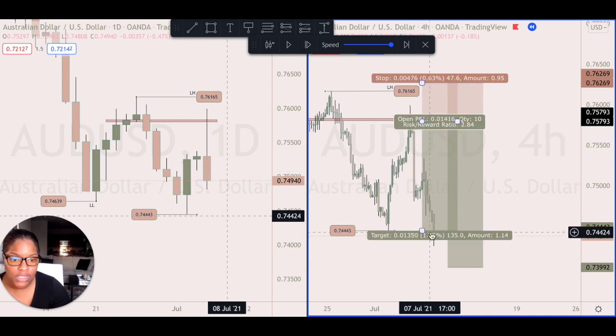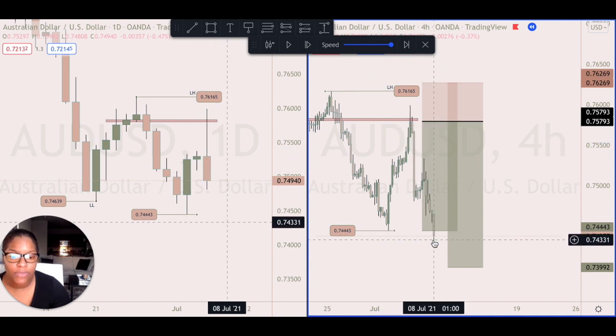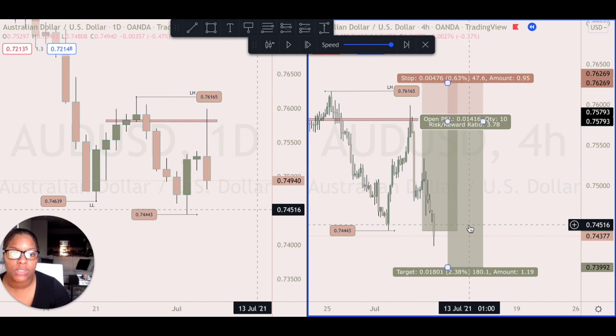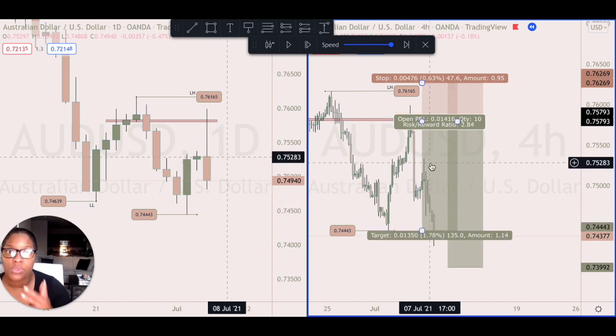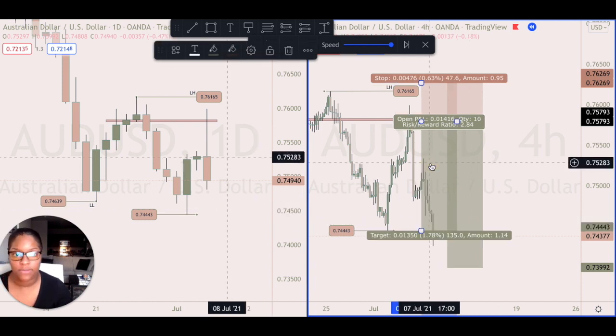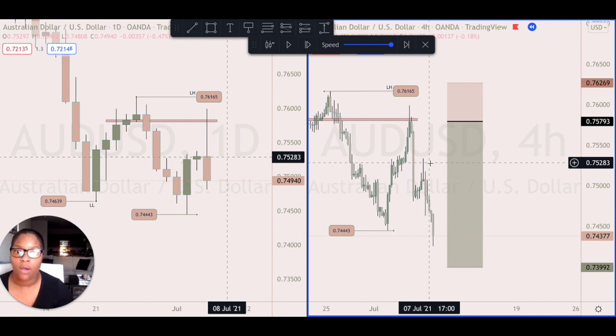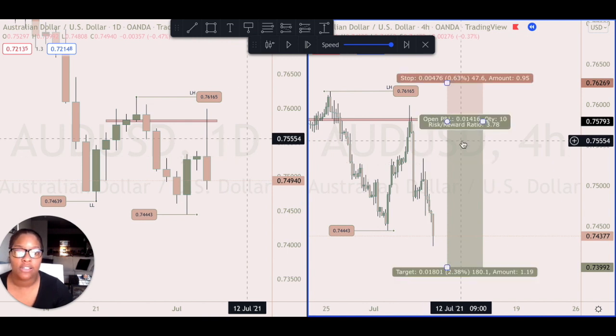This is June 6th. It took 2 days, so 48 hours, for price to hit the first take profit, and the second one will still be running. So this was a really good trade that was achieved. We're out of that one. Now the second one is still running.